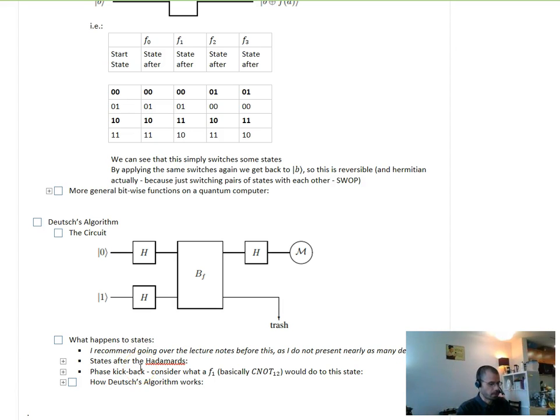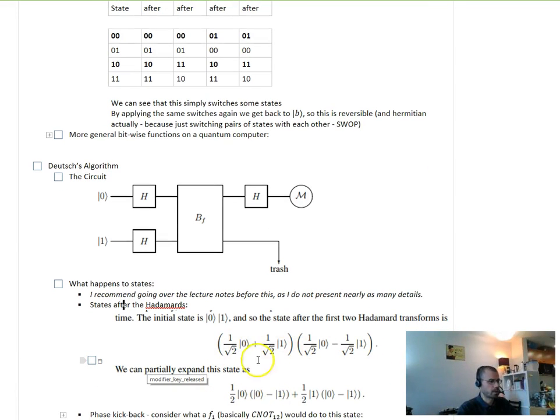Cool. So after the Hadamards, we're in an even superposition of all the states. We have a negative here because we initially put in a 1.